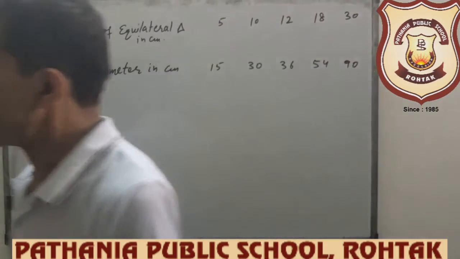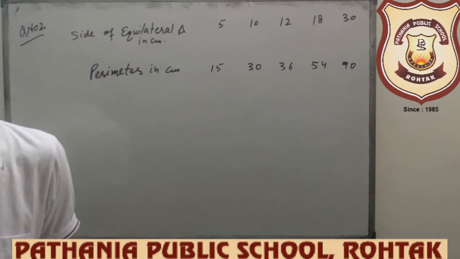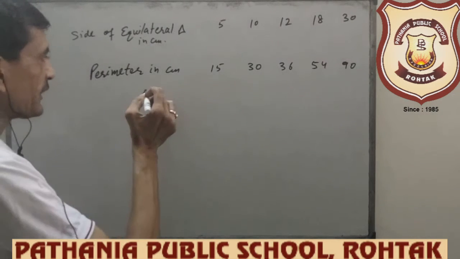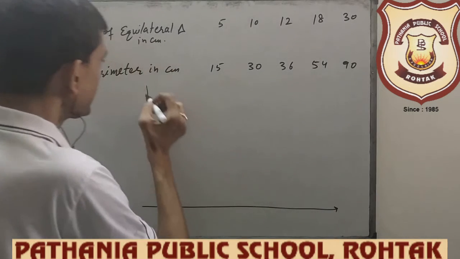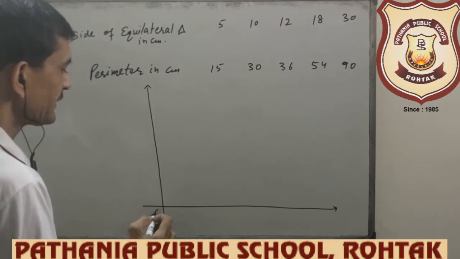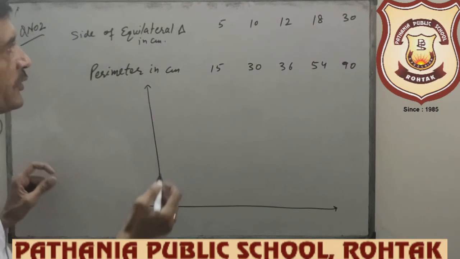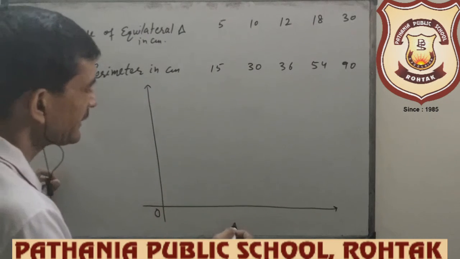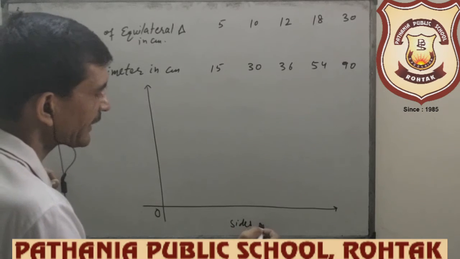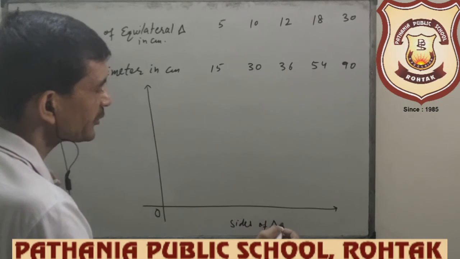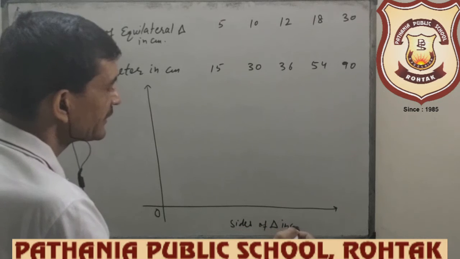So I am drawing the graph. Look carefully. First, draw the x-axis and y-axis. This is the x-axis and this one is the y-axis. This one is the origin, I mean 0. Then on this side we will represent the sides of the equilateral triangle, in centimeters.